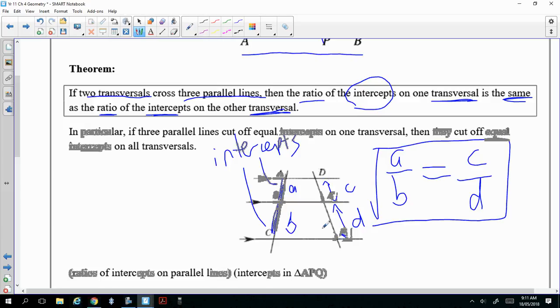Alright, any questions? We're going to apply this to different questions, and you'll find it is a very easy theorem to use and very easy to apply. So remember what intercepts are. The key word is intercepts. When we cut a line into parts, these are called intercepts.